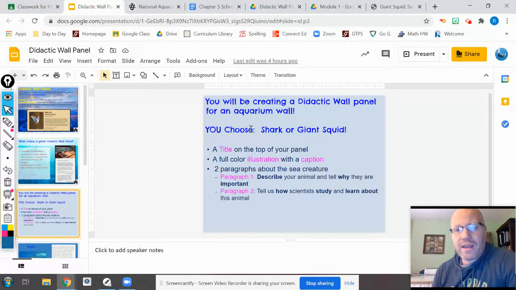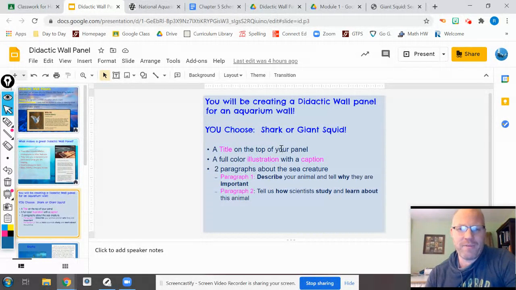So you're going to be creating a didactic wall panel for an aquarium wall. Let's imagine that we're going to Camden Aquarium next week. We can't, but let's imagine that we are. And if they asked you, hey, can you make us a didactic wall panel for our sharks or for our giant squids? Which one would you choose? Sharks or giant squid? You'd have to pick a specific shark or a specific type of giant squid. I would say Architeuthis is the one.